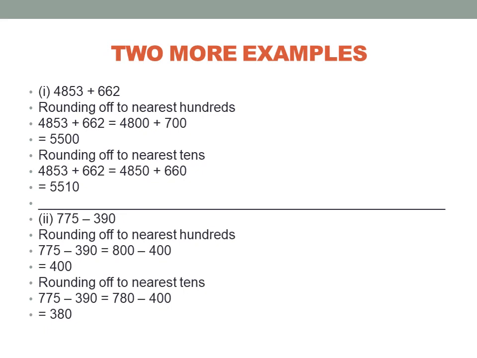Now rounding off to the nearest tens. When you are rounding off to the nearest tens, what you have to do is see the last two digits, that is the tens digit. 53 will be rounded off to 50. 62 will be rounded off to 60. Add these two numbers, you will get 5,510. So when you round off to the nearest 100, you will get a different number. When you round with the nearest 10, you will see a difference of 10 here. It is more accurate when you go with the nearest tens.